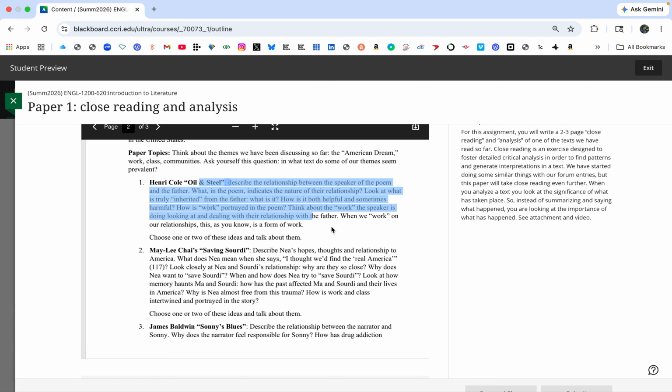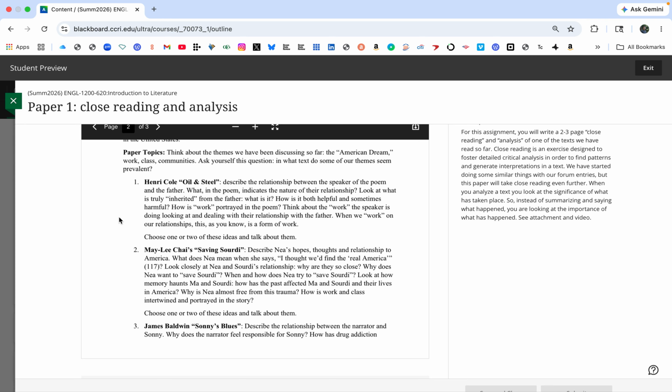You could write your paper on our first poem, Henri Cole's "Oil and Steel." Describe the relationship between the speaker of the poem and the father. What in the poem indicates the nature of their relationship? Look at what is truly inherited from the father. It's the knack for solitude, right? Not a plaid shirt and motor oil. It's the knack for solitude.